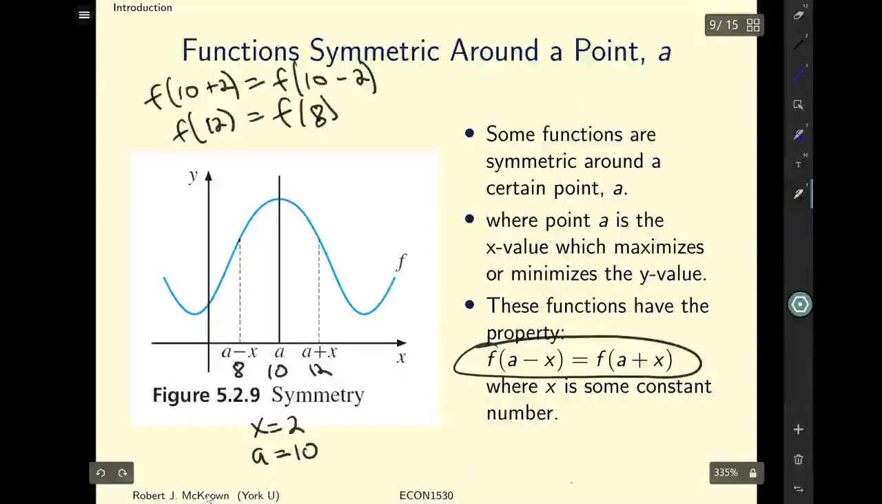And we can see that here, because if I just said this is 28, these coordinates, 8 and 28, and 12 and 28. And so whether x is 12 or 8, this function is going to return the same y value.